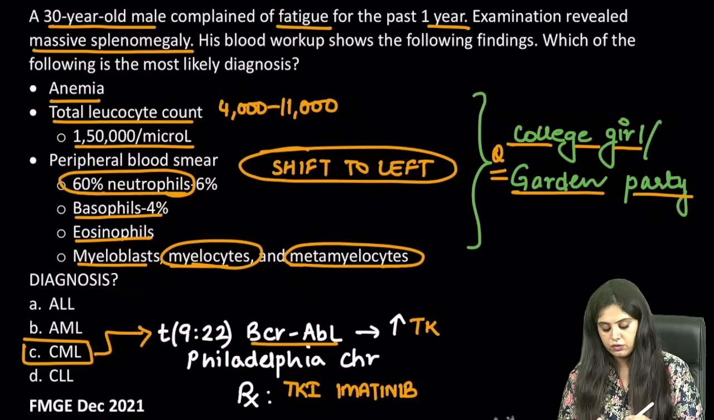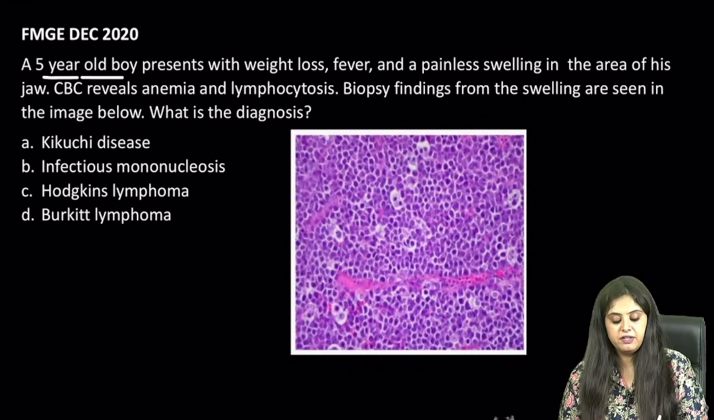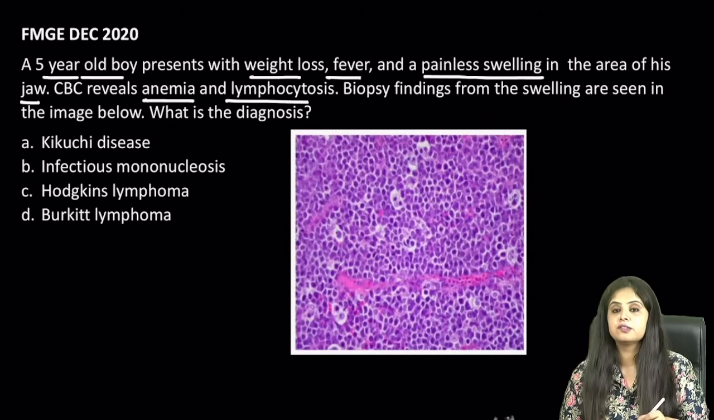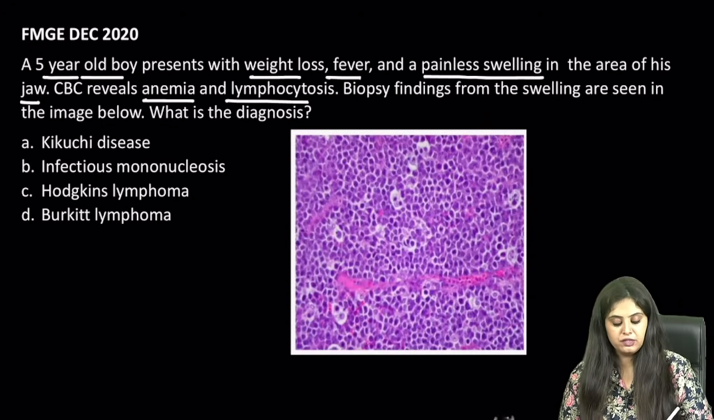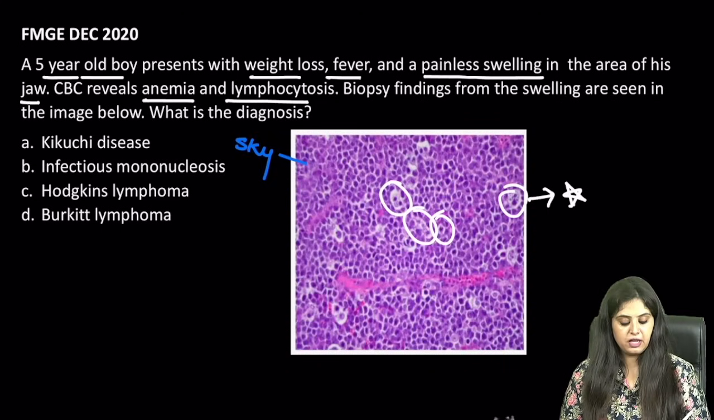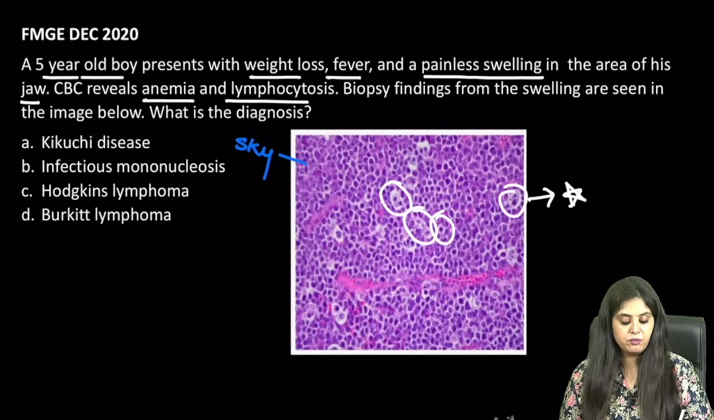Moving on to the next question, where there's a 5-year-old boy presenting with weight loss, fever, and a painless swelling in the area of the jaw. CBC reveals anemia and lymphocytosis, and biopsy is shown. I hope you could see that the dark background is the sky and the white cells in between are going to be the stars which are shining. So that is the starry sky appearance. Now read: 5-year-old child with a jaw swelling. It goes in favor of Burkitt's lymphoma.